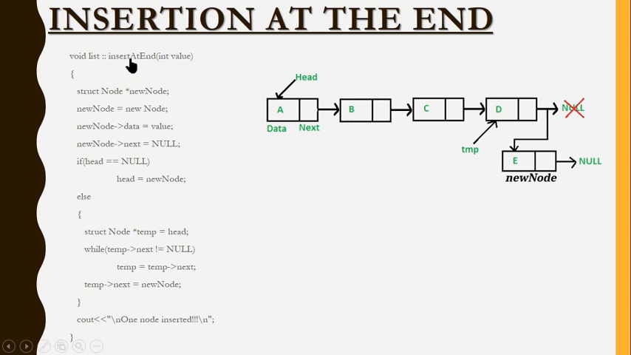We have a separate function, insert at the end. Again, we need the value for the new node. So initially the four steps: creating a new node using new for dynamic memory allocation, the new node's data should be given, and the new node's next should be kept as null. Here I am keeping this next as null. So all these four are satisfied.